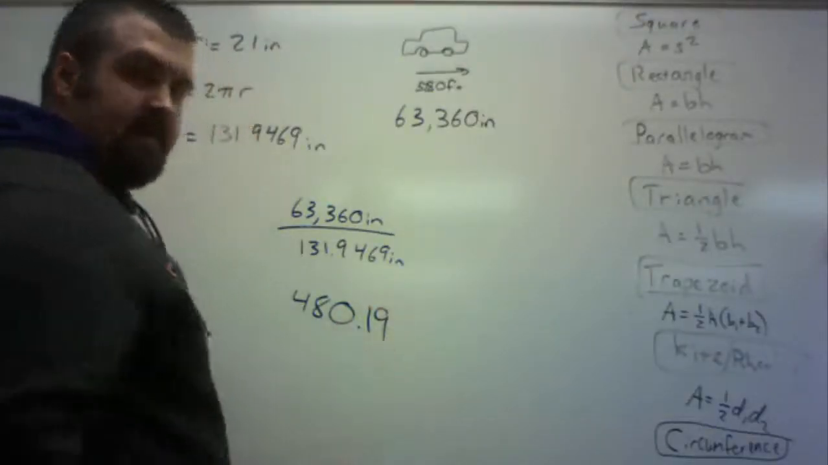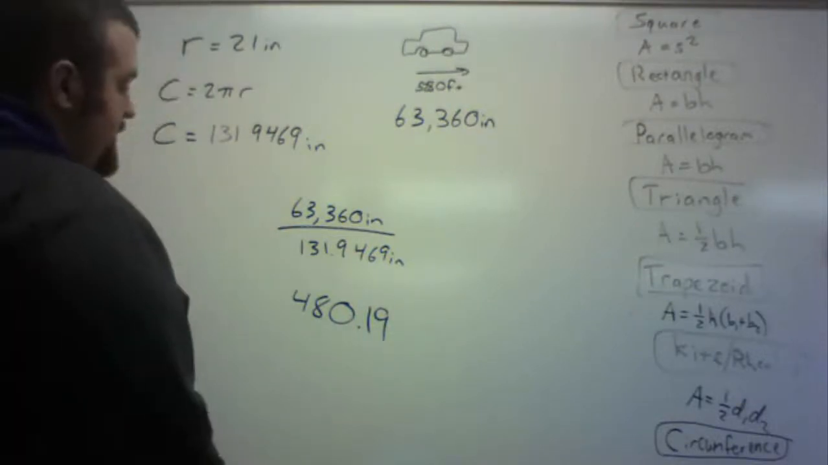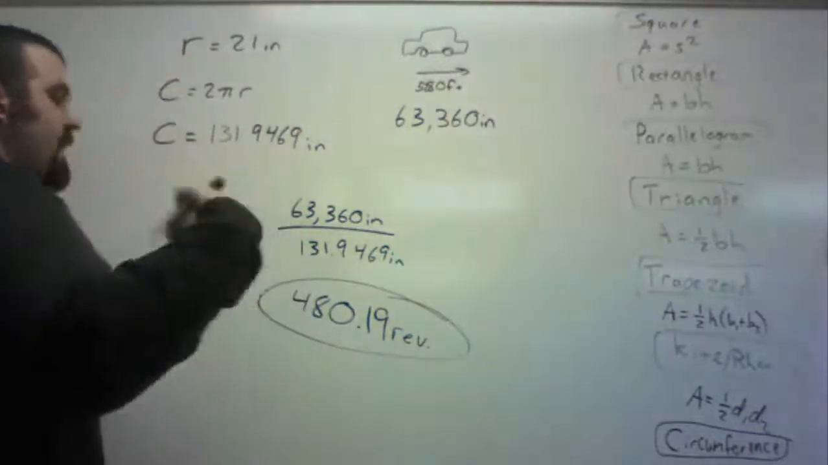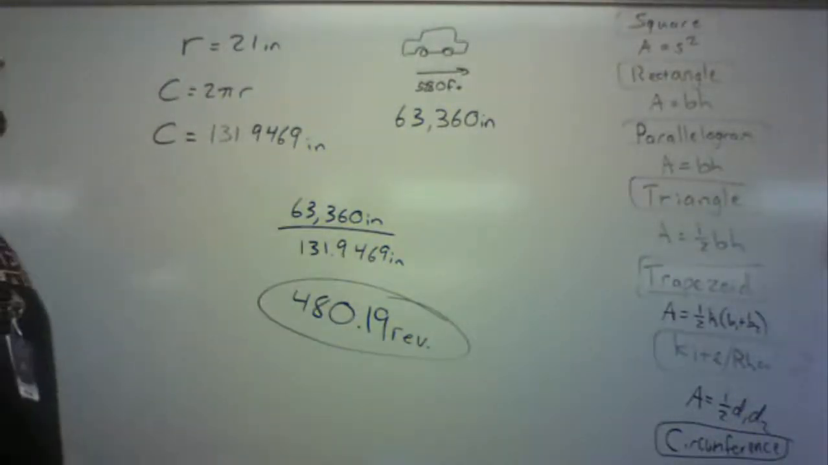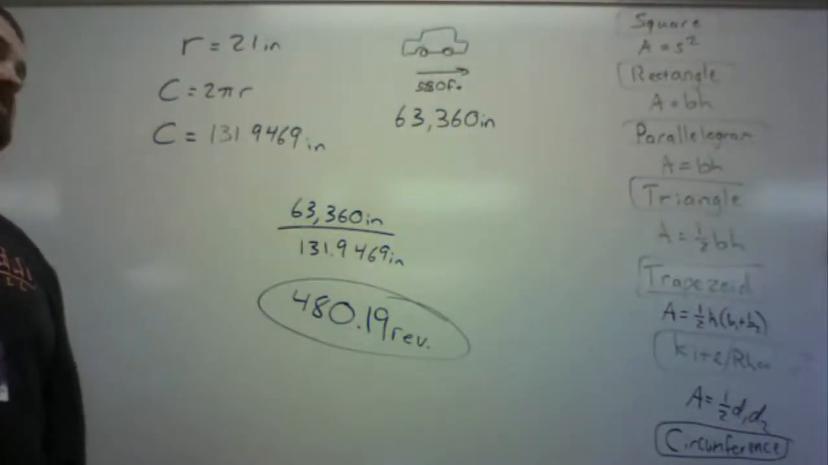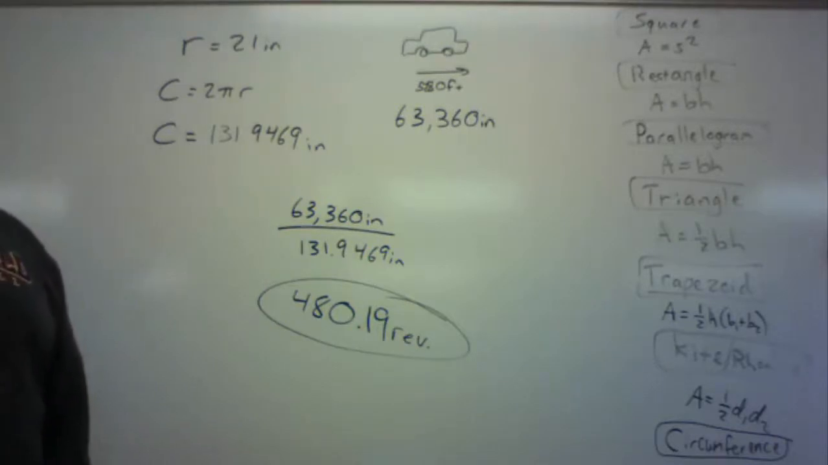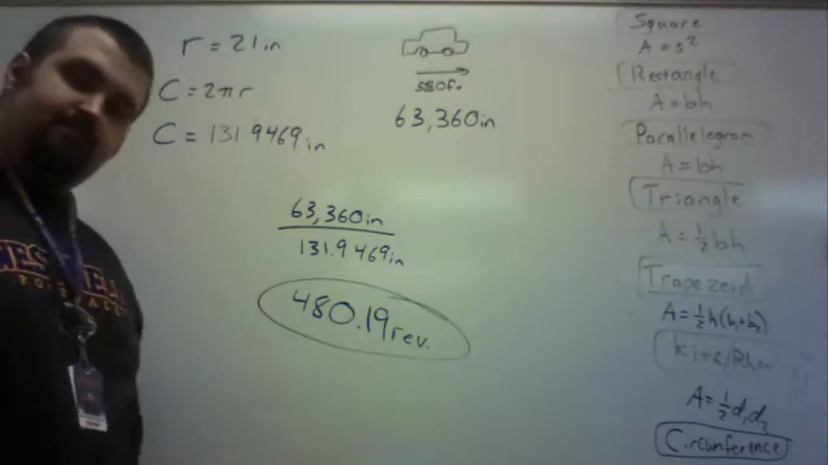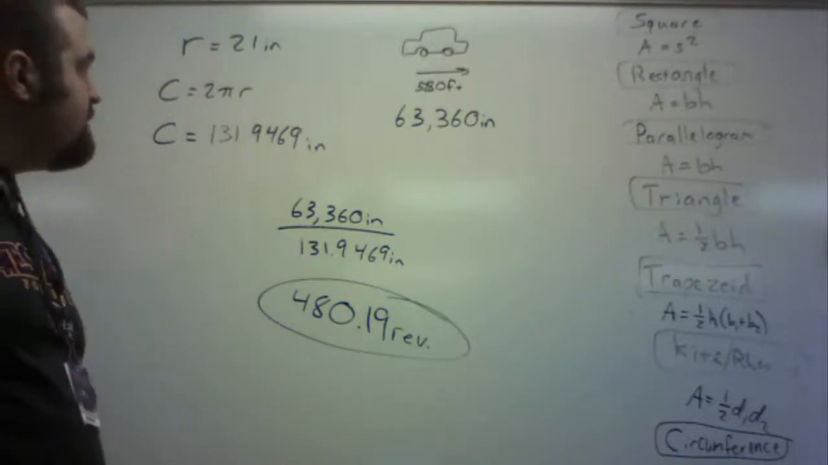And I get 480.19. So how many revolutions does the car tire experience? The car tire has spun around 480 times in 5,280 feet. And there we go. A little bit of a tougher example, but we should be able to handle that.